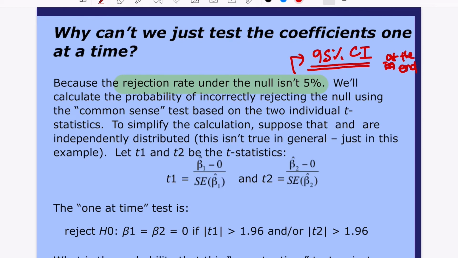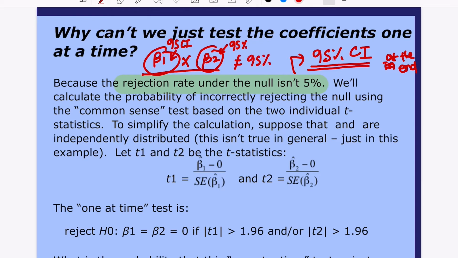Not 95% in the middle, right? So what we're doing is, if we do it separately for beta 1 and for beta 2, we're having a 95% confidence interval for beta 1 hat and 95% for beta 2. But combining those two things cannot give a 95% confidence interval. That's the problem, right? So let's see.